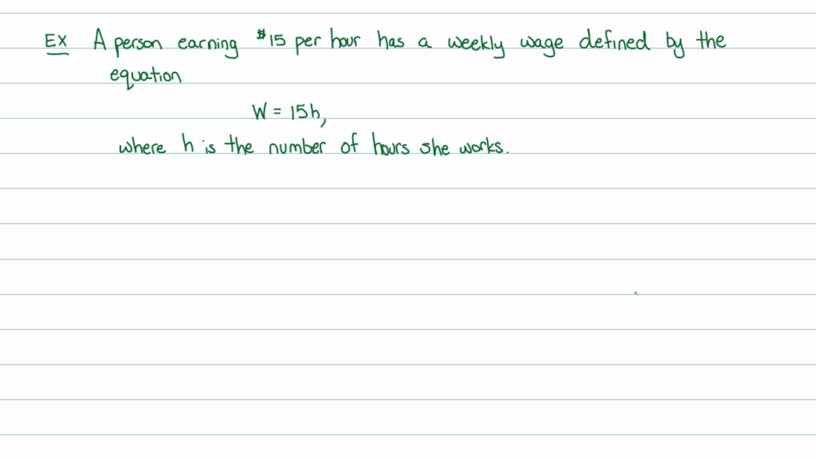We'll take a look at a simple example here. A person earning $15 per hour has a weekly wage defined by the equation W equals 15H, where H is the number of hours she works. So if she works 1 hour, 1 times 15, that would be $15. If she worked 2 hours, that'd be $30, and so on and so forth. These two variables vary directly. In fact, the constant of variation here is 15.